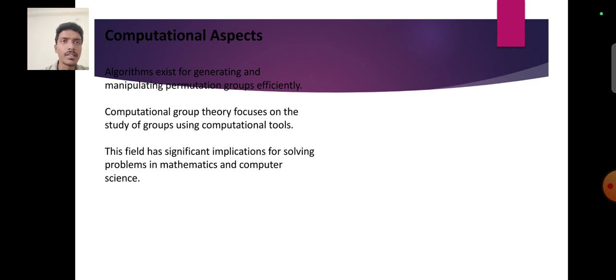Computational aspects. Algorithms exist for generating and manipulating permutation groups efficiently. Computational group theory focuses on the study of groups using computational tools. This field has significant implications for solving problems in mathematics and computer science.